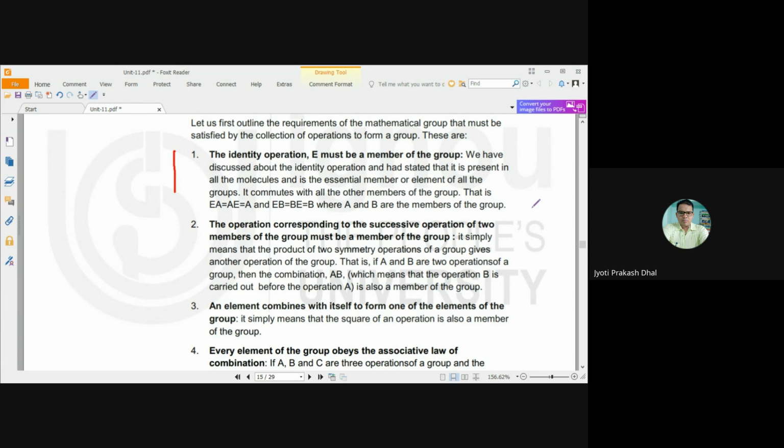It commutes with all the other members of the group, that is, EA equals AE equals A, and similarly EB equals BE equals B, where A and B are members of the group.